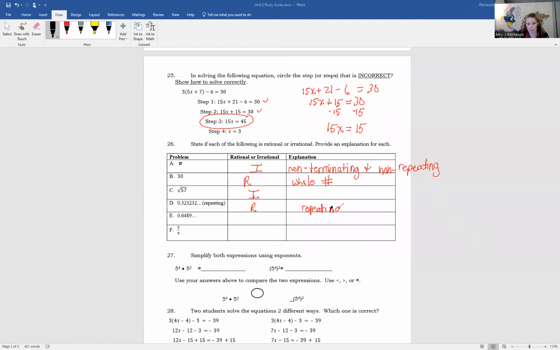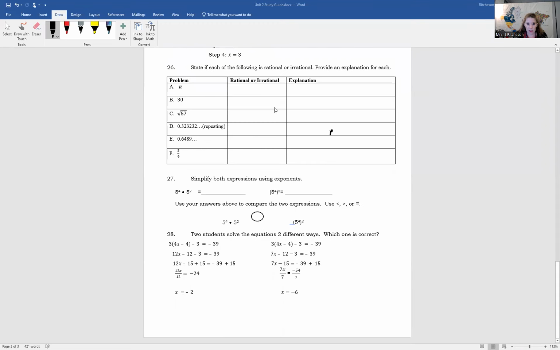My dumb pen. What about the next one? 0.6489... That is irrational because it's non-terminating and non-repeating. And the last one is rational because it's a fraction. Okie dokie.